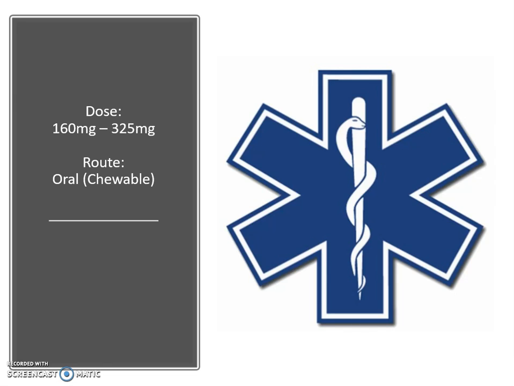There are some systems out there that recommend a lower dose, down to 160 milligrams. But pretty much the standard is going to be four 81 milligram tablets for acute coronary syndrome. Of course, the route here is chewable, so this falls into the oral route of administration.